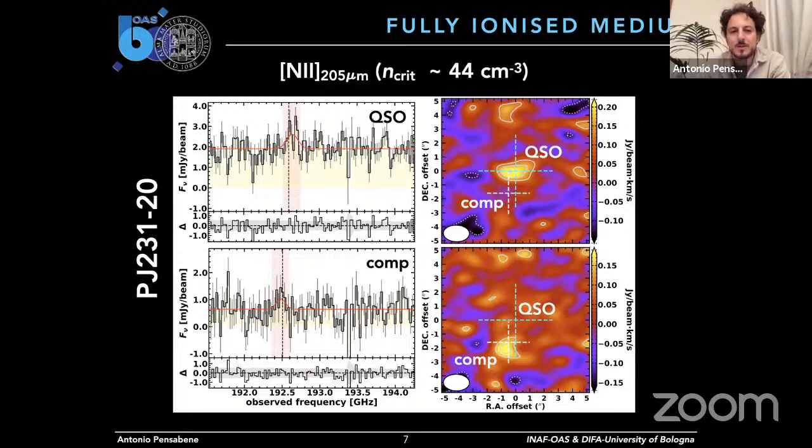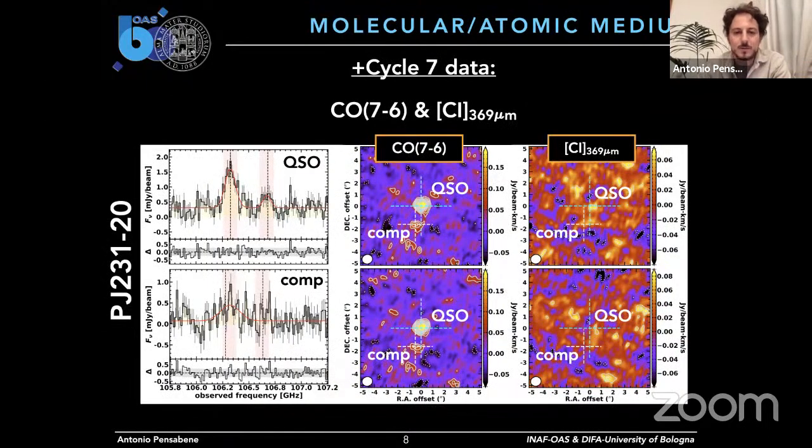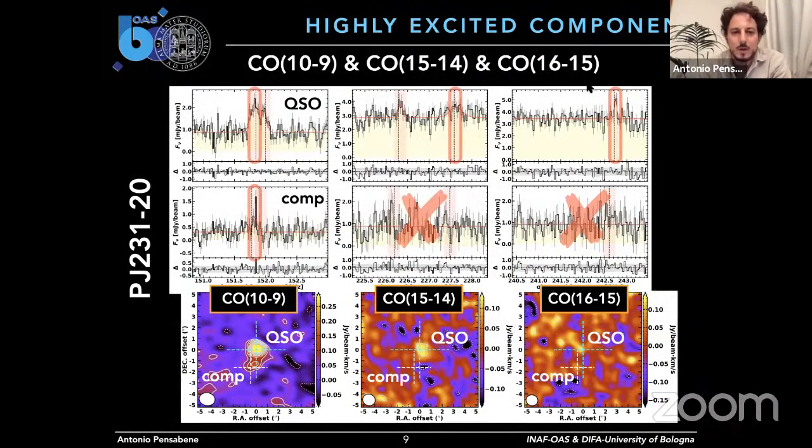PJ231-20. Here you can see very nice detection of the [NII] line in both quasar and companion galaxy. [NII] is typically associated to the fully ionized phase of the ISM. We also have CO 7-6 and [CI] in both of the systems, which are associated to molecular and atomic medium respectively. We also have multiple CO lines at low J, in particular in the quasar, but not in the companion. And this is a very first evidence of a less excited medium in the companion galaxy with respect to the quasar host.